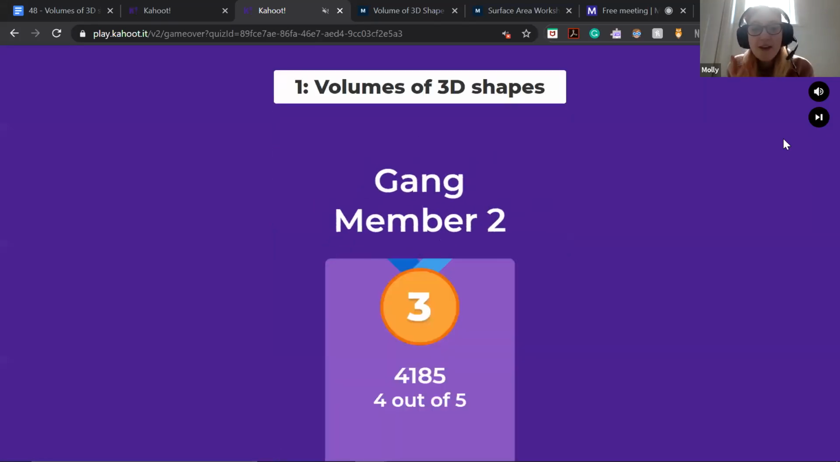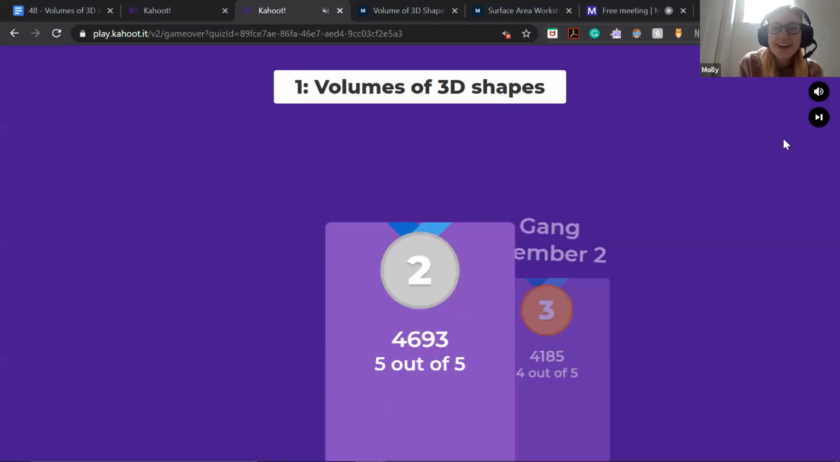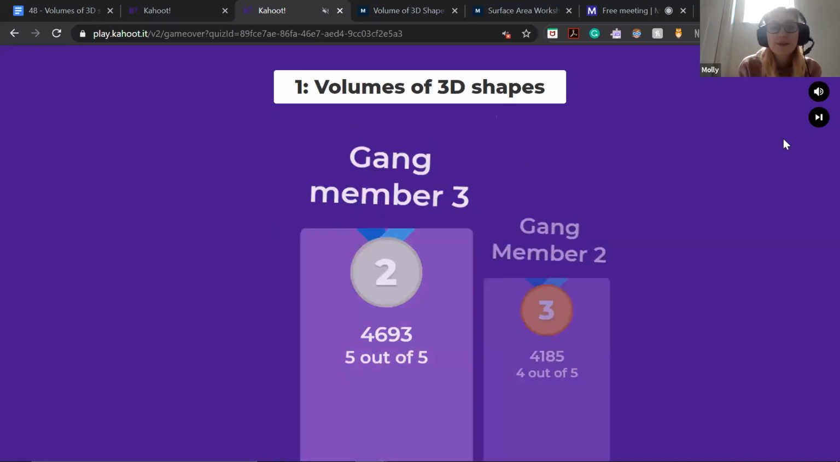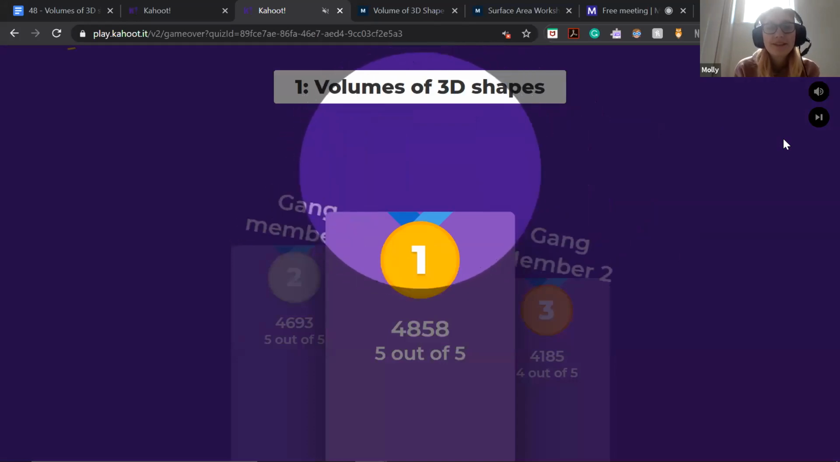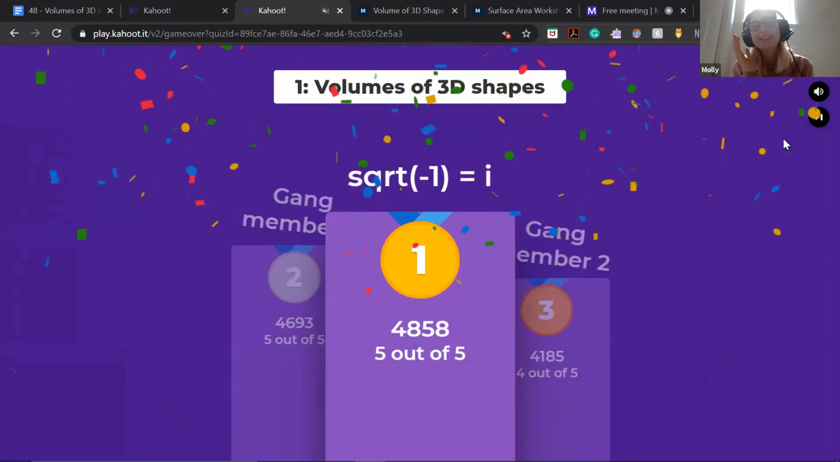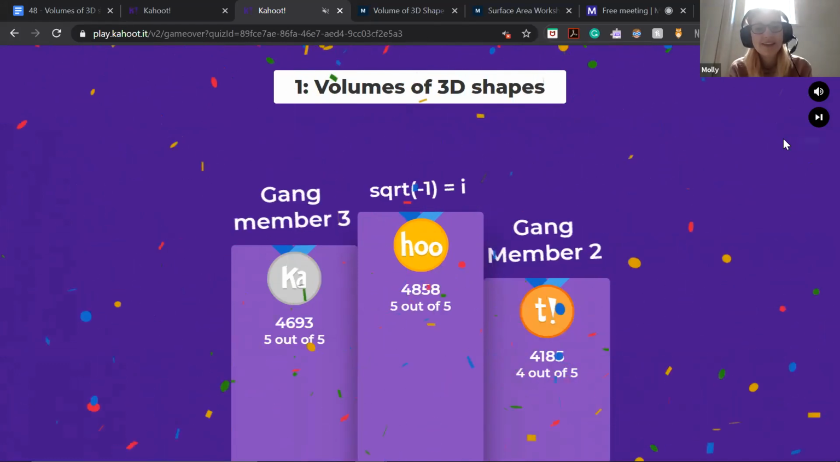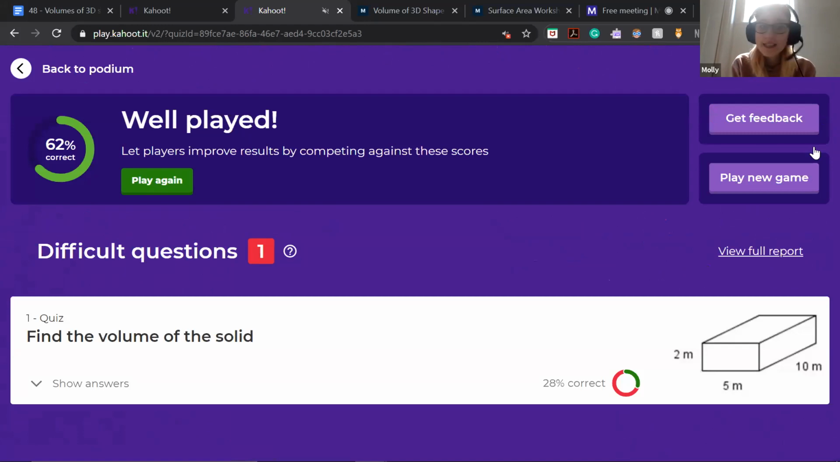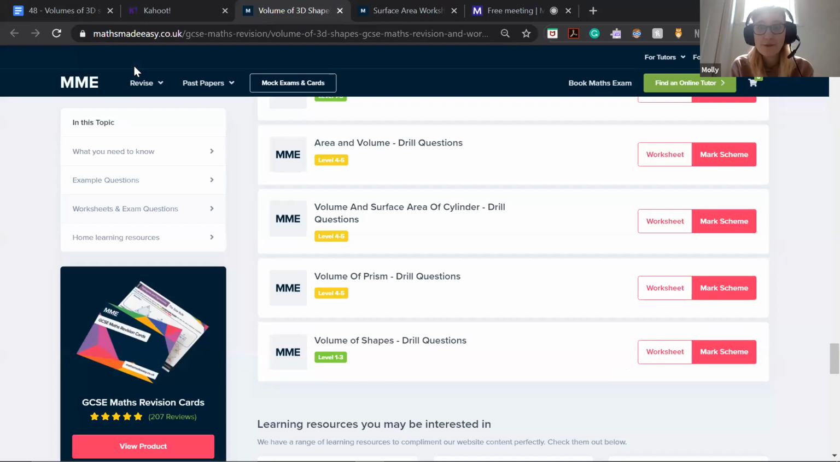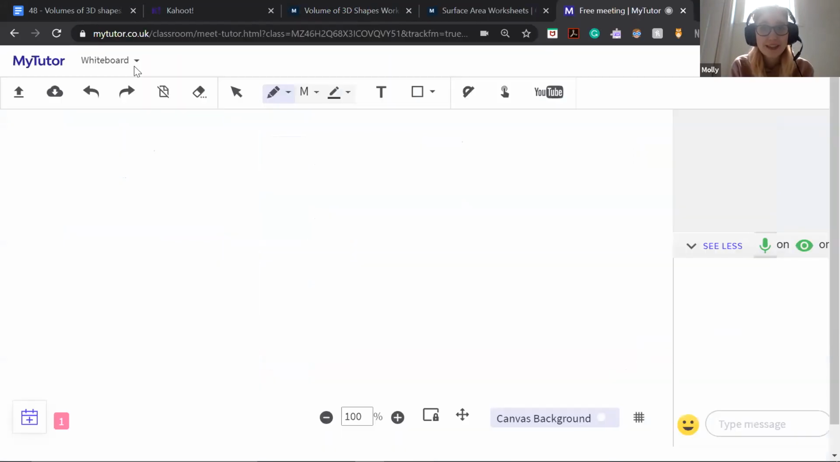So well done. Gang member 2 there in third with 4 out of 5. The top 2 got 4 marks as well, gang member 3. And in first, will it be gang member 1? Nah, there you go. Square root minus 1 equals I. Beating the gang members there. Congrats. So yeah, really well done on that. That was a high percentage, 62. So really, really well done. And I don't know if we can get higher on the final one. I guess we'll find out.